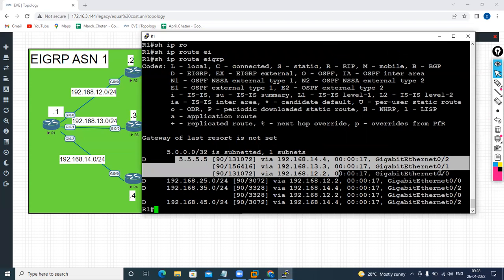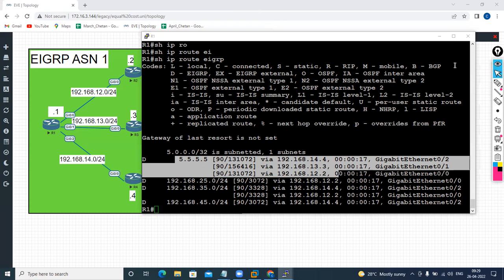So anybody has any doubts still here? I'm done for the day. I hope it is clear, guys. Clear? What do you mean by unequal cost load balancing? Bringing your feasible successor route from the topology table into the routing table. For what purpose? For load balancing. I hope it is clear.